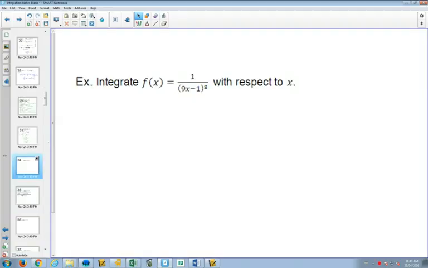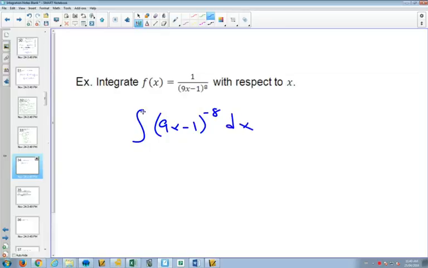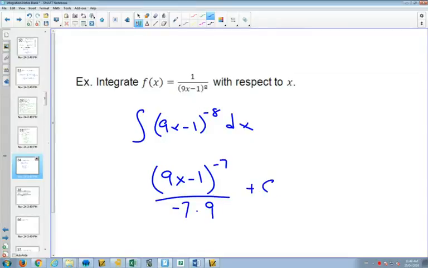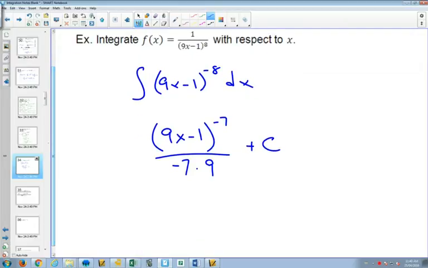So this first one, we're finding the integral, and I'm going to change this 9x minus 1 to the negative 8. So when I add 1 to the exponent, and then you'd also have to divide by 9. So we get 9x minus 1 to the negative 7th over negative 63 plus c.